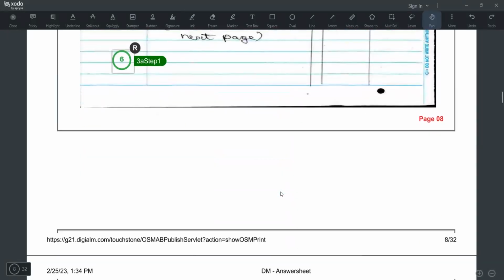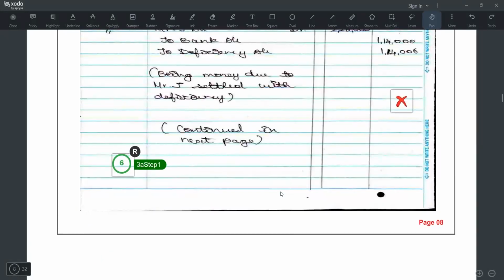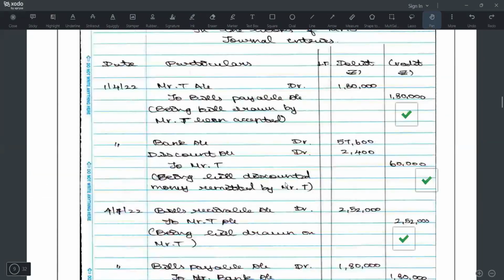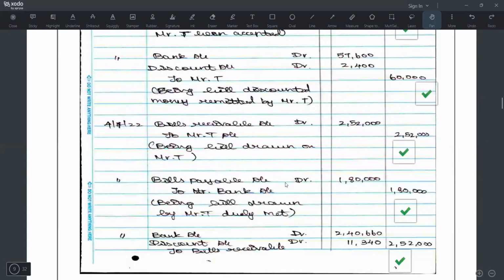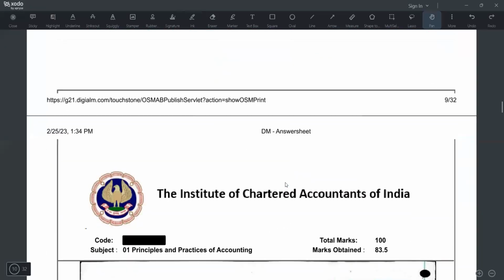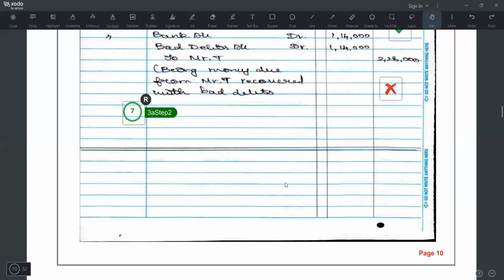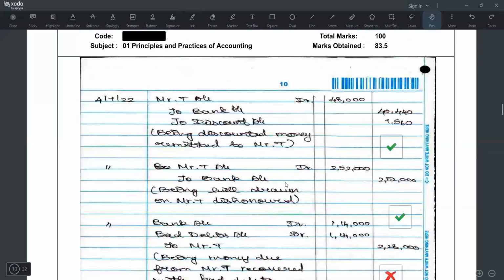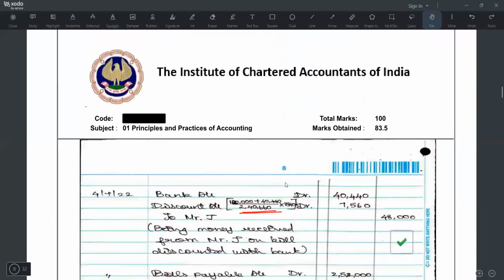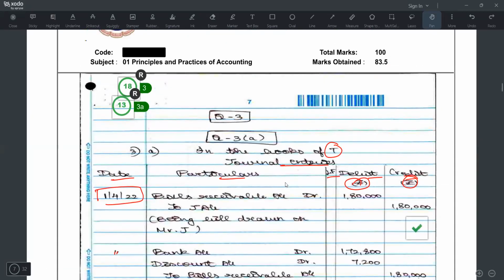Somehow you have mistakenly done something, and they have given wrong marks. And Mr. J's account, the drawer's account, he has prepared. Everything has been prepared in a proper manner, but you find some mistakes there, so I have deducted some marks. They have deducted marks from question 3A. It is a 15 mark question, and he has been given 13 marks.